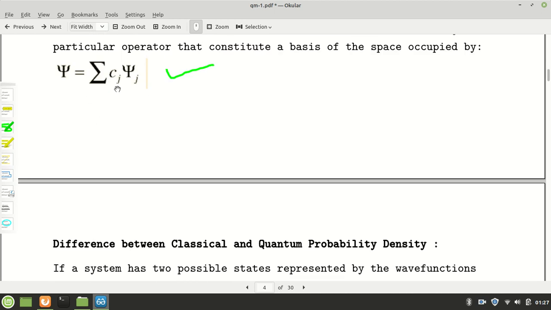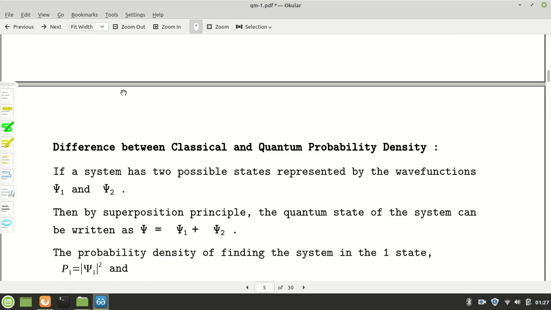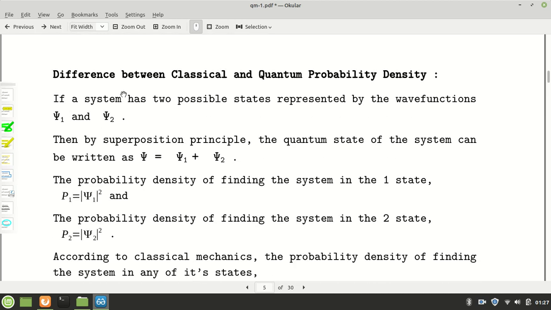The significance of the C's will be discussed in a later talk, so I am not going into details. For the time being, just assume the C's are constants, whether real or complex in nature. Okay, so let us take a very interesting and important difference between the classical and quantum probability densities. For this, let us take an example.